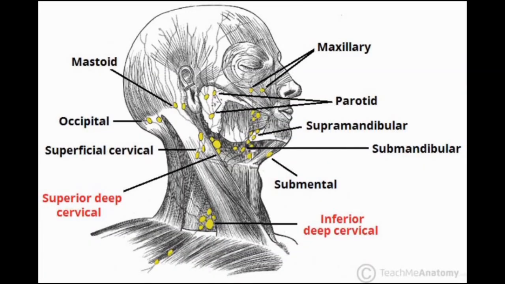Depending on the part of the head and the neck, you can name the lymph nodes accordingly. So you've got the mastoid, the occipital, the superficial cervical, the maxillary, parotid, supramandibular, submandibular, submental, and you'll know from the names where they're situated. These were the superficial ones. Then the deep cervical ones, I told you they're superior and inferior, and there you've got the pretracheal, the prelaryngeal, the infrahyoid, etc. So that is it for the head and the neck.